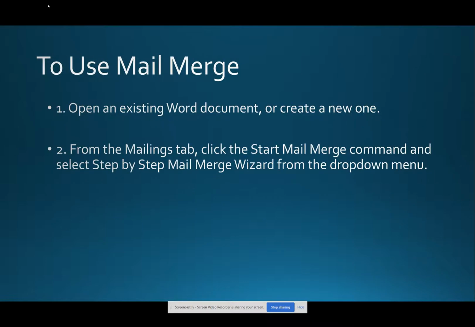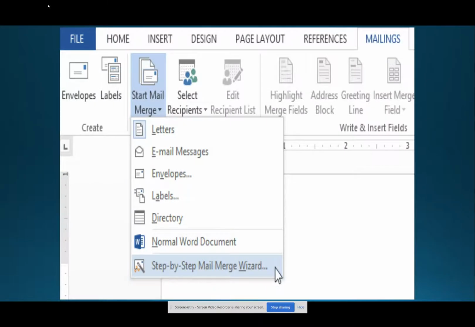To use a mail merge, you'll open up a Word document or create a new one. From the Mailings tab, you'll click Start Mail Merge, and then you'll select the Step-by-Step Mail Merge Wizard from the drop-down menu. The wizard will help you go through all the different steps on how to mail merge your Excel file and your letter together to create 20 letters to 20 different people.